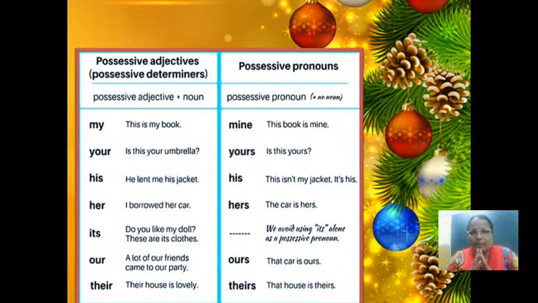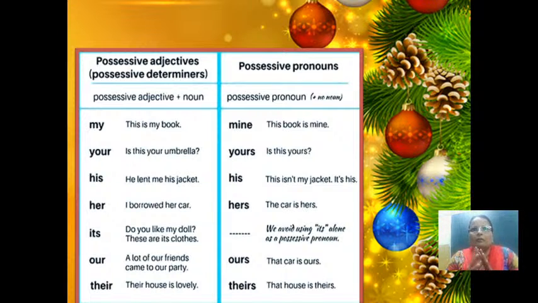In the same way, you should understand this clue. After possessive adjective, immediately after the possessive adjective, what will come? A noun. The noun may be an object, it may be an animal, it may be a flower, it may be a fruit, it may be a person, whatever it may be.